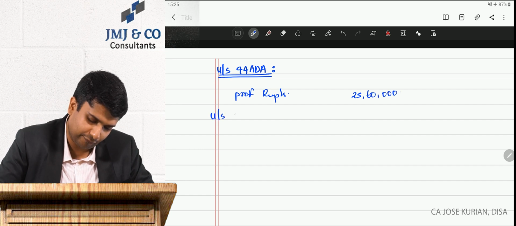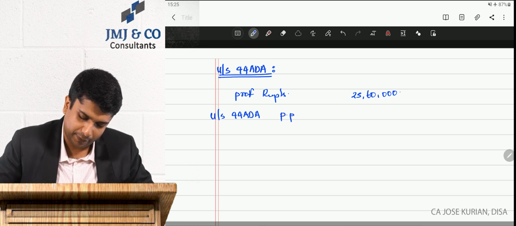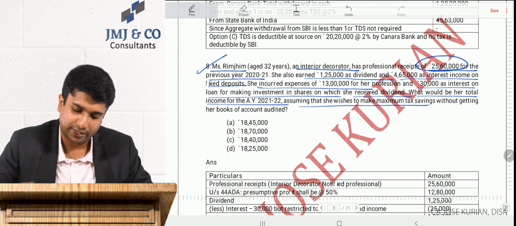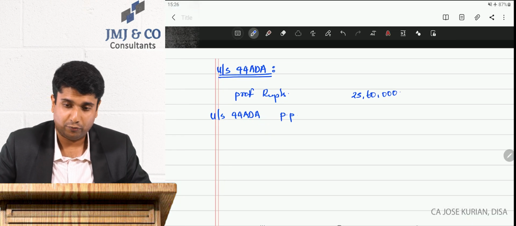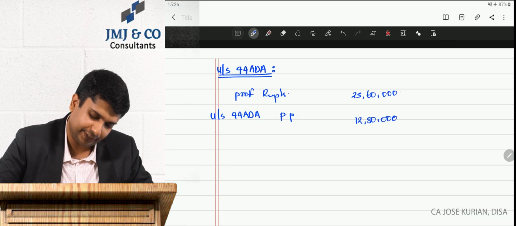So under section 44ADA, her presumptive profit, what is PP? PP means presumptive profit. What is the presumptive profit? 50% on this 25,60,000, and that would be 12,80,000 as her presumptive profit.